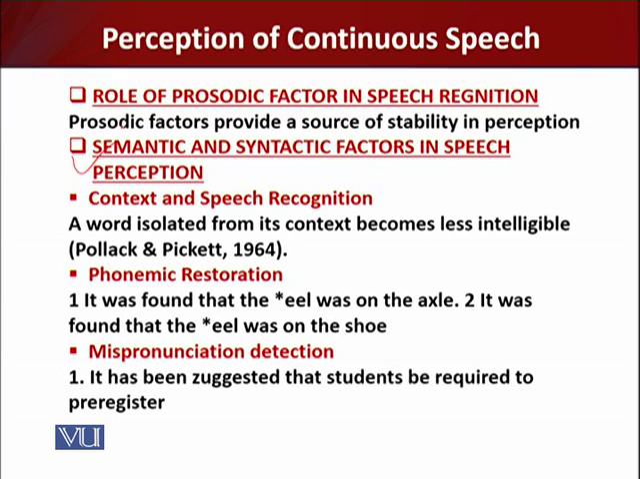For example, if you look at "eel was on the aisle," it was found that it was "heel was on the shoe." So if you look at the word and look at the context, you can come up with the word yourself. Phonemic restoration is actually the process of restoring the sounds that are missing from specific words. Now, mispronunciation detection: it has been suggested that students can be required to pre-register the context that helps determine how the phonemic restoration takes place, and since a word has been mispronounced, the students can understand the spelling by having previous knowledge of the word.